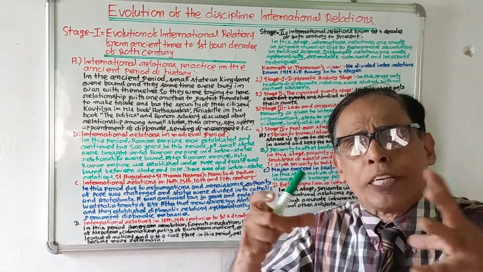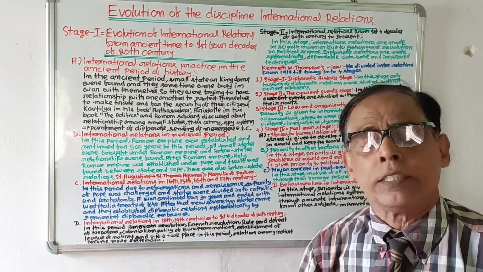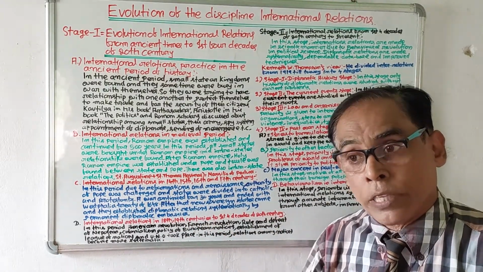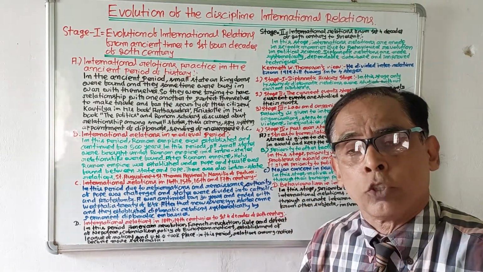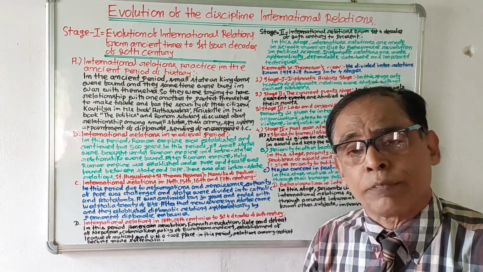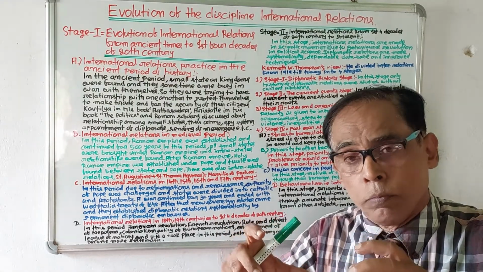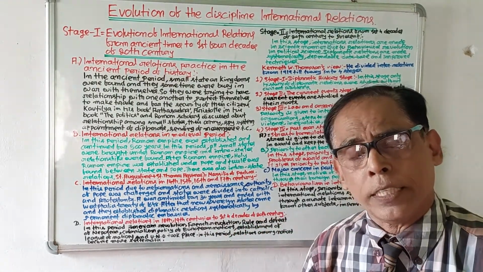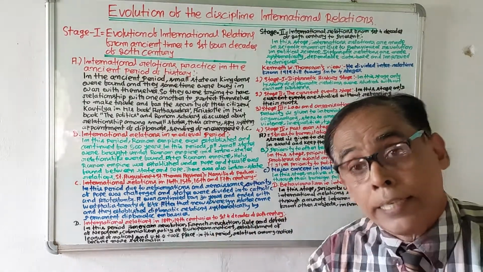So states were divided into two groups, Catholic states and Protestant states. Catholic states accepted the supremacy of the Pope. Protestant states did not accept the supremacy of the Pope. So there was a tussle between Catholic states and Protestant states, and these tussles continued for 30 years.